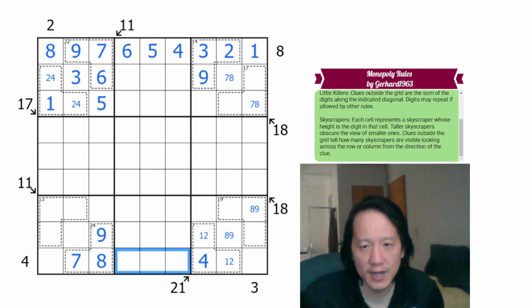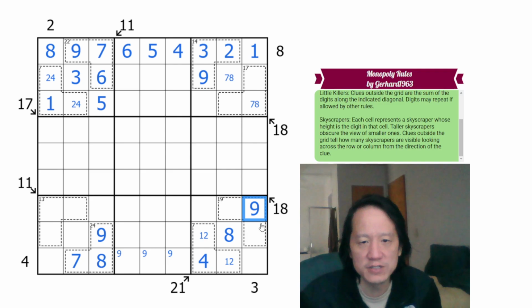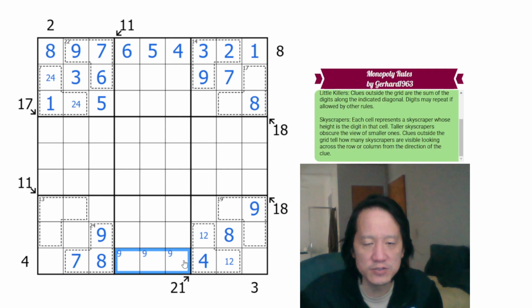And we know the 9 has to be one of these 3 cells, because this can't be 9, so therefore that's 8, which makes that a 9. This can't be 8 because of this 8, so that makes this a 7, which makes that an 8. The 9 has to be one of these 3 cells.